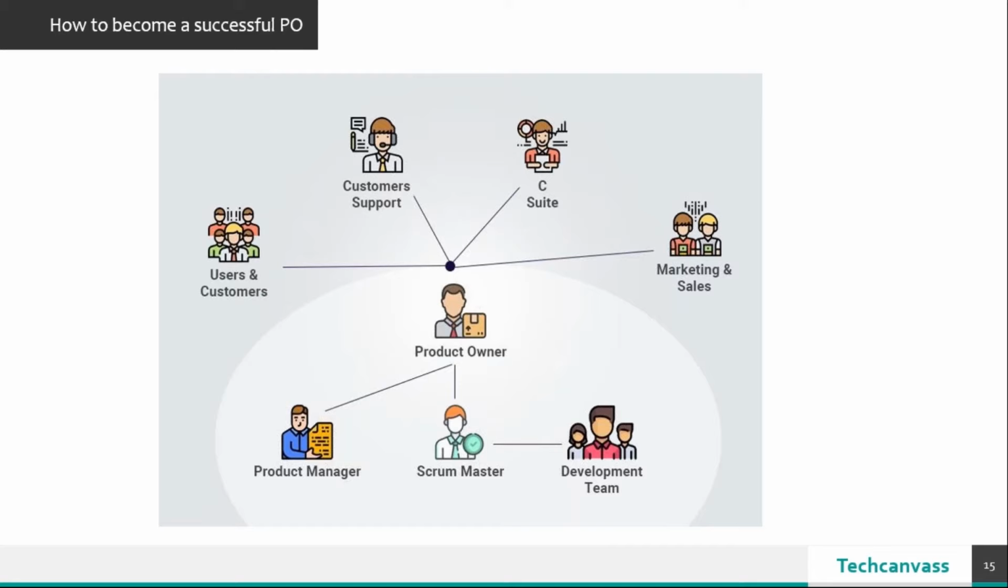Along with that, the product owner is constantly collaborating with the development team, with the scrum master, as well as the product managers, of course. So it's a constant collaboration, if you see, from all different directions. And the more you're able to collaborate, the more you're able to get your requirements done, and you eventually tend to become a successful product owner.